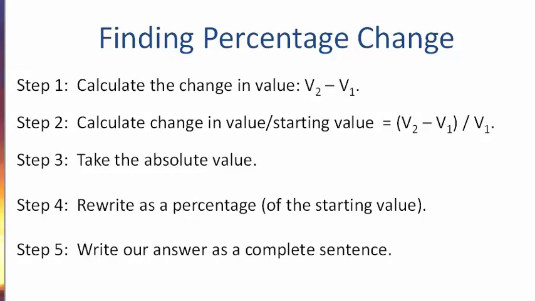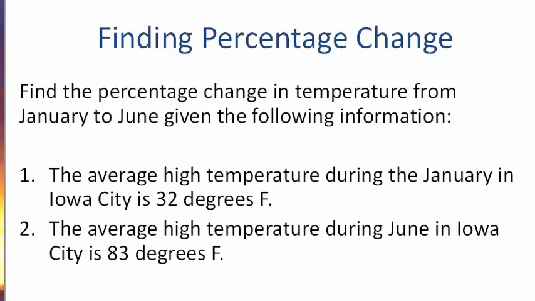And we take the following steps. We calculate the change in the value, that's V2 minus V1. The change is often denoted by a little triangle, the change in, or a delta. We calculate the change in the value and we divide it by the starting value. We take the absolute value, we rewrite it as a percentage, again, of the starting value, and then we can write a complete sentence. So here's an example.